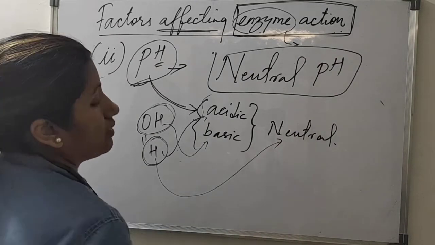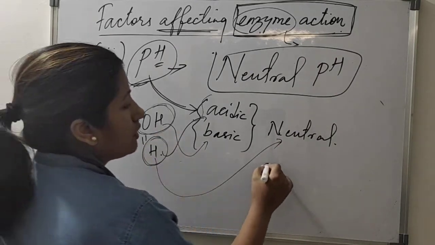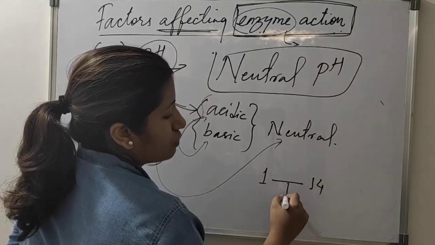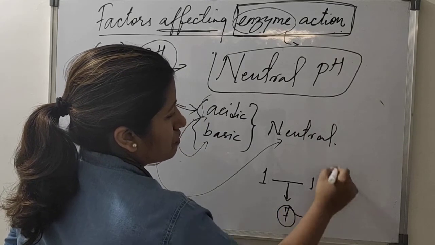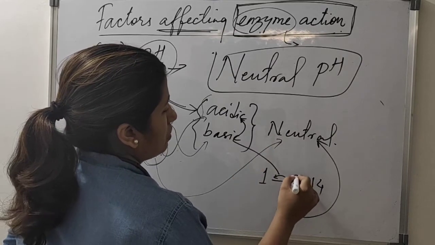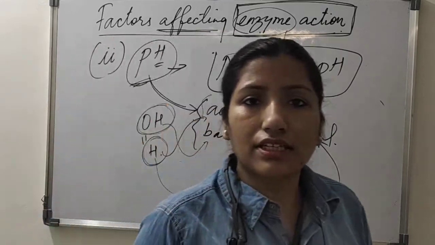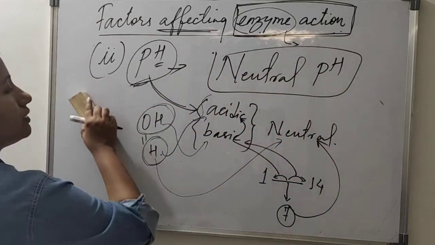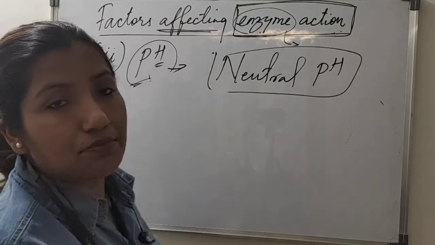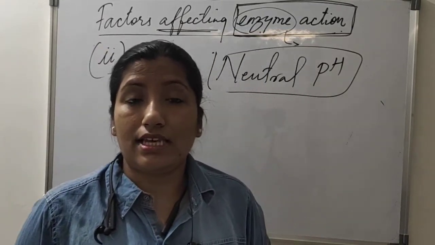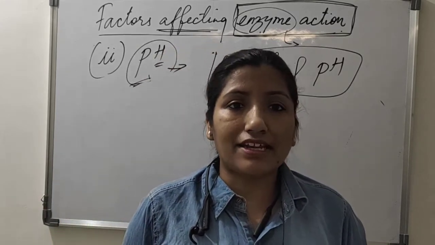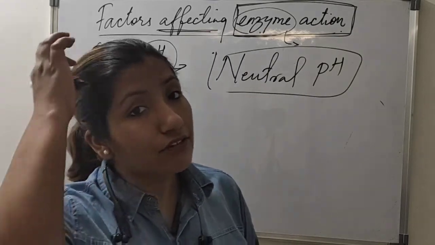On the basis of this concentration, we have the pH scale, which ranges from 1 to 14. In this range, 7 refers to neutral, below 7 refers to acidic, and above 7 it is known as basic. You have studied this in chemistry, right? So when a solution is neutral, the enzyme acts at its best. That is when the chemical reaction will be fast. If the enzyme is acting best, the chemical will react very fast.